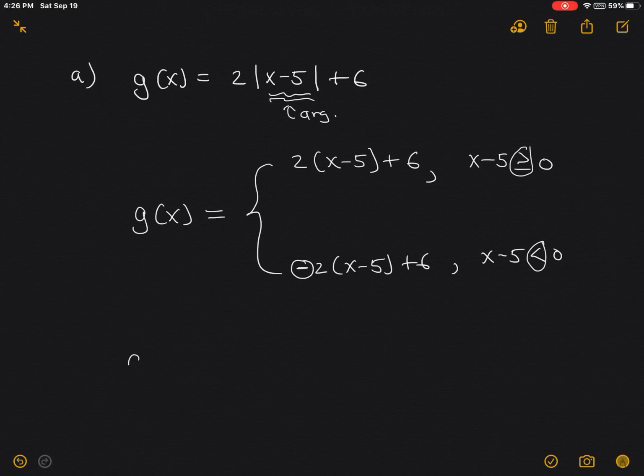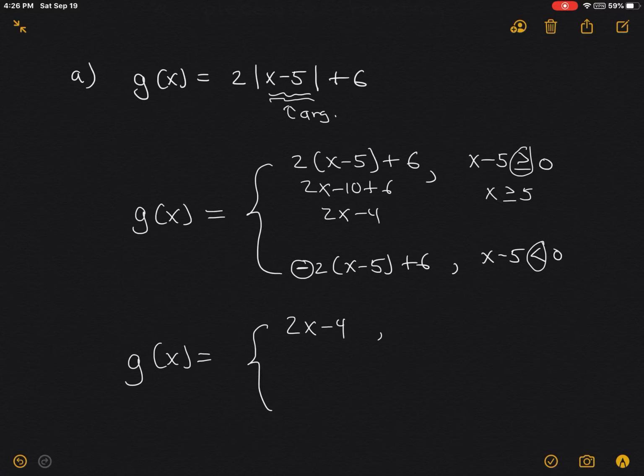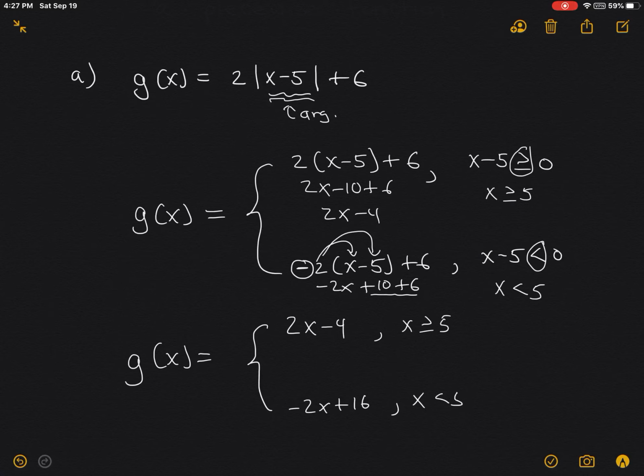And then all you need to do is simplify. This is 2x minus 10 plus 6, so that's going to give me 2x minus 4. So in the top part, I'm going to get 2x minus 4. Over here, make sure you get x by itself: x is greater than or equal to 5. And then distribute here. Negative 2 times x is negative 2x. Negative 2 times negative 5 is a positive 10, plus 6. If you simplify this, you're going to get negative 2x plus 16. Then solve this, get x by itself: x is less than 5. And that's all you have to do.